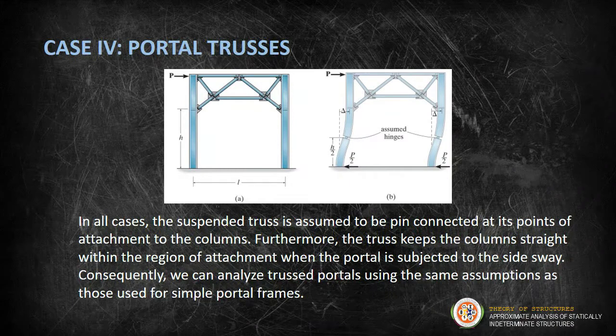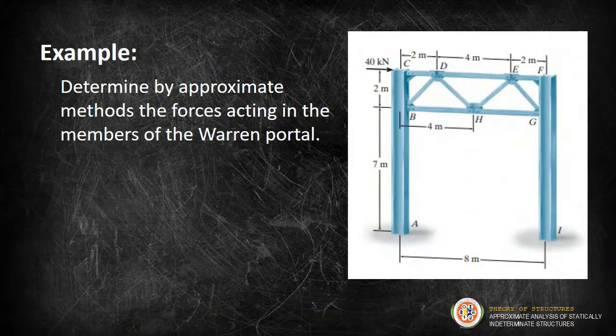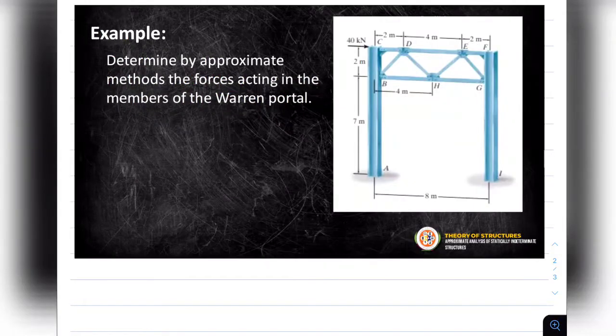For portal trusses, in all cases, the suspended truss is assumed to be pin-connected at its points of attachment to the columns. Furthermore, the truss keeps the columns straight within the region of attachment when the portal is subjected to side sway. Consequently, we can analyze trussed portals using the same assumptions as those used for simple portal frames. To understand this one, we will take this as an example. We determine by approximate methods the forces acting in the members of the Warren portal.